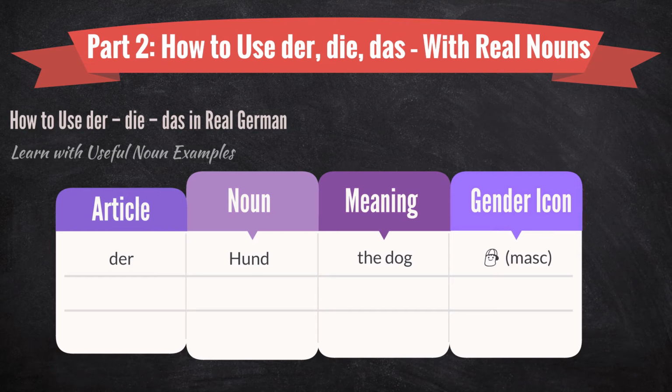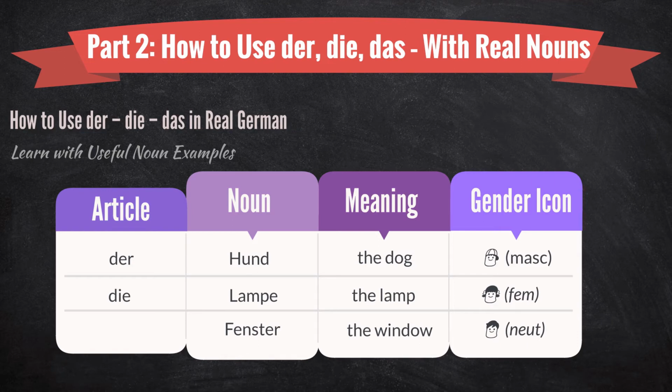Now look at this next word. Lampe means lamp. It is a feminine noun, so we say die Lampe. And then we have the word Fenster. It means window. Fenster is a neuter noun, so we say das Fenster. Let me say them again clearly. Der Hund means the dog. Die Lampe means the lamp. Das Fenster means the window.